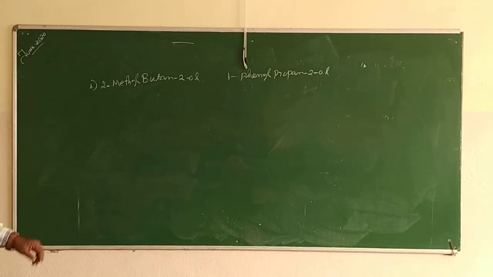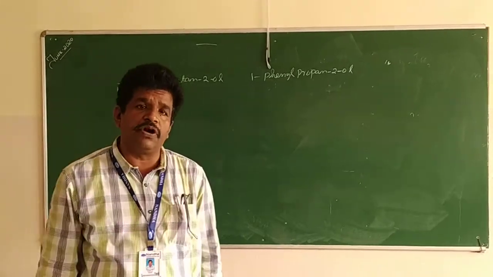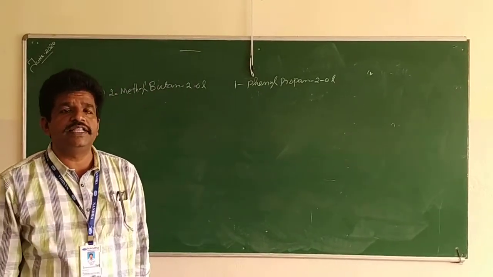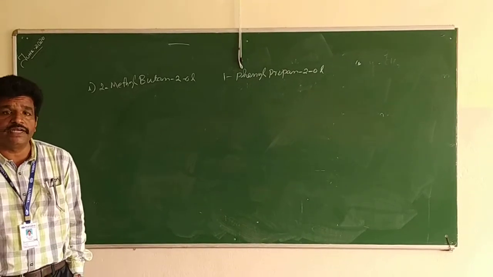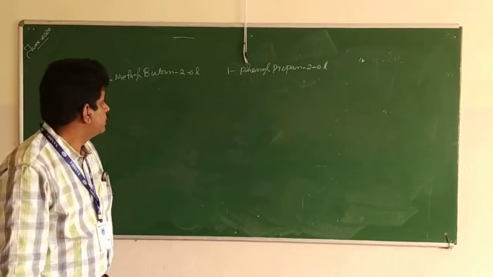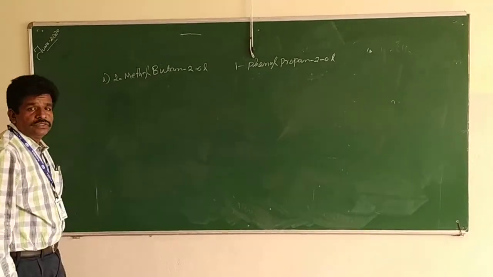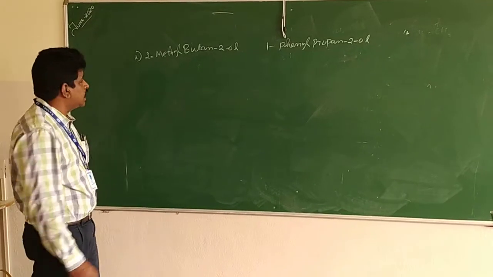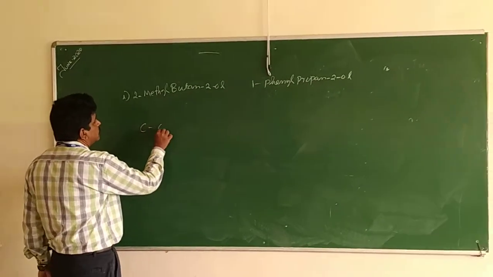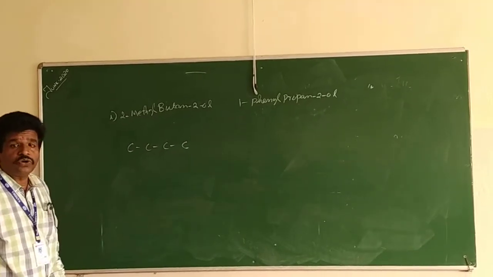Now we will see IUPAC naming of a compound. The name of a compound is given, and we have to write the structure of the compound. See, butane 2-ol. From that we know that the parent compound contains 4 carbon atoms: 1, 2, 3, 4.